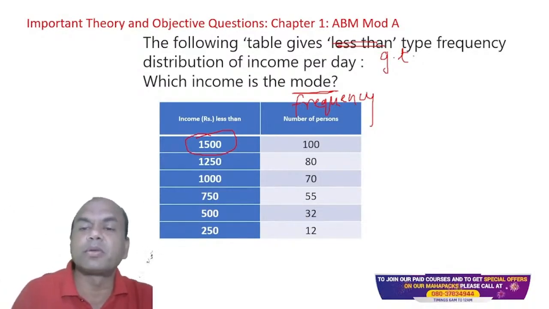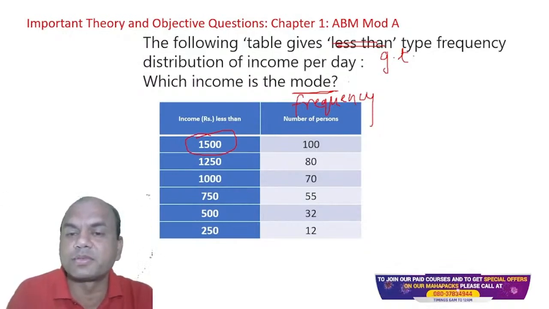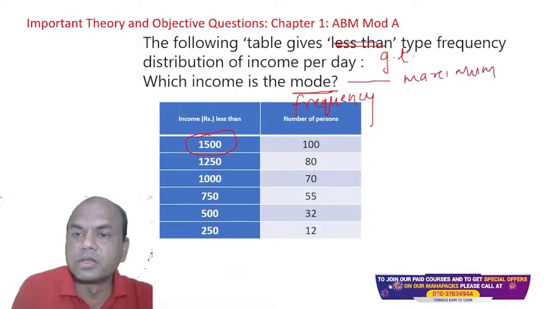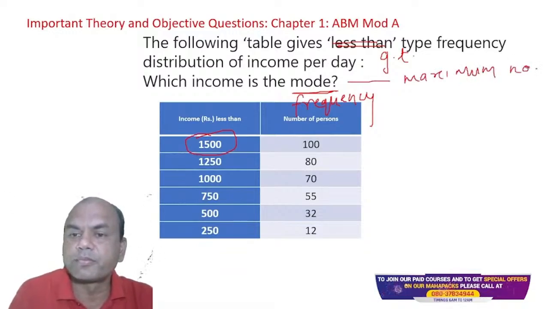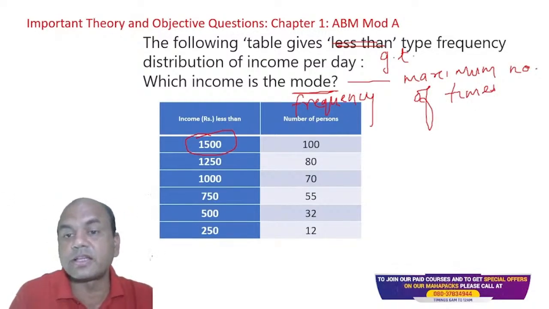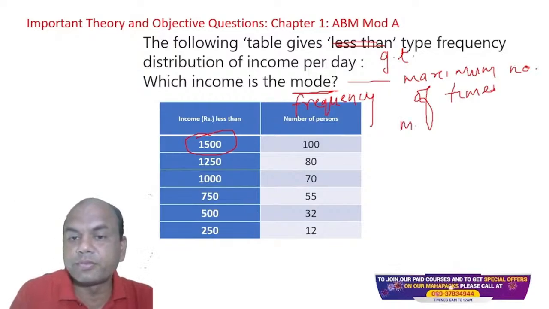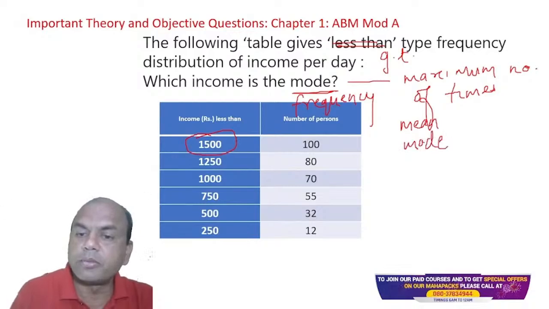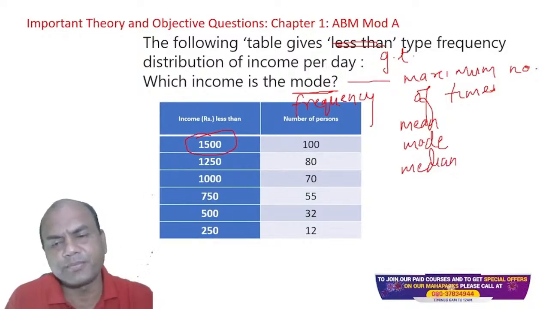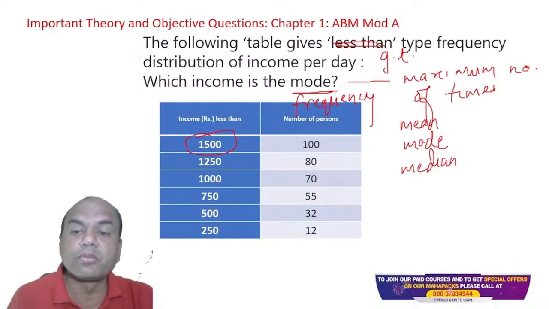Mode means that number which occurs the maximum number of times. This is known as a mode. There are three words you'll face again and again: mean, mode, and median. Okay, these are the three words you'll face many times. Mean, mode, median. So what is this mean, mode, median?